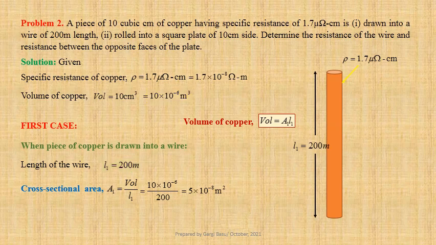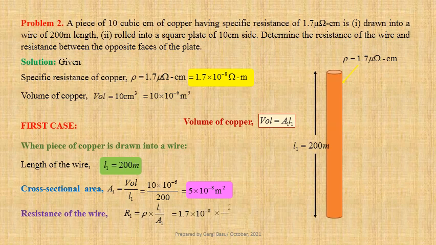Let us now calculate resistance of the wire. R1 equals rho into L1 by A1. Using values we get 1.7 into 10 to the power minus 8 into 200 divided by 5 into 10 to the power minus 8. That gives us 68 ohm.